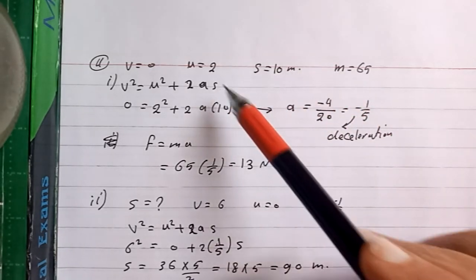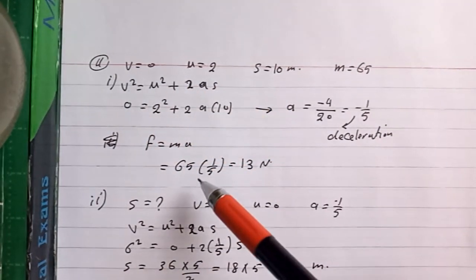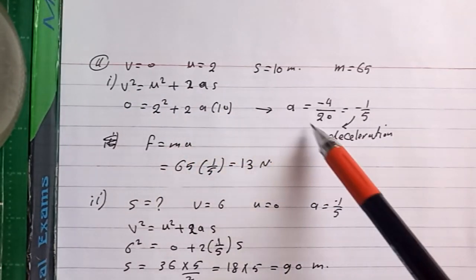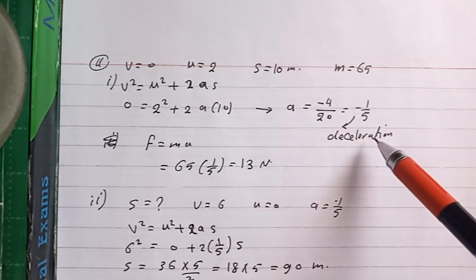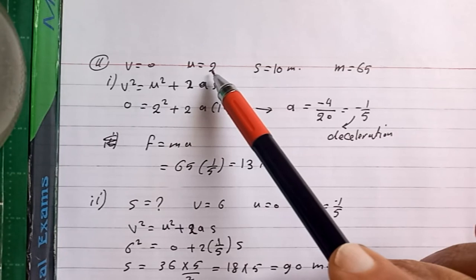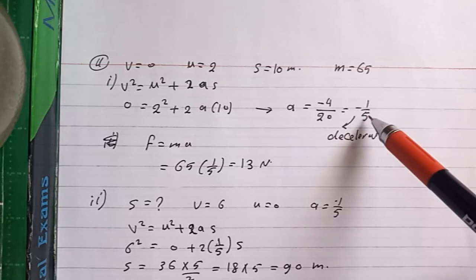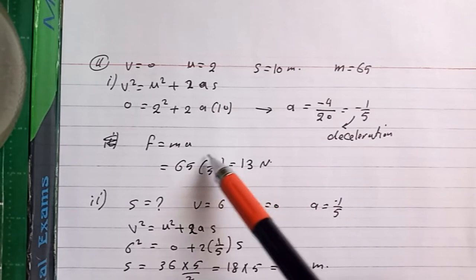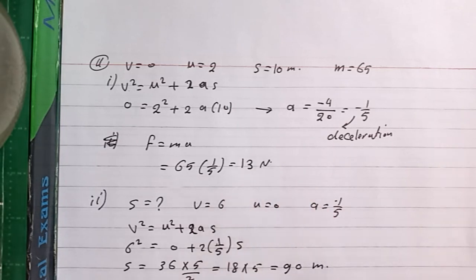First, we have to get the acceleration from this equation. It relates v and u and a and s, so we can get the acceleration. So the acceleration will be minus 1/5. The negative means it is a deceleration, because he started with velocity 2 and went to 0. And then to get the force, F equals ma, with the acceleration 1/5 and the mass 65, we get the force, which is 13 Newtons.